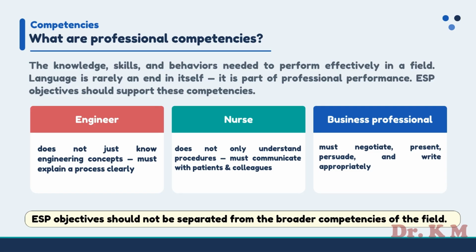A competent engineer does not just know engineering concepts, they may need to explain a process clearly. A competent nurse does not only understand clinical procedures, they must communicate with patients and colleagues effectively. A competent business professional must negotiate, present, persuade, and write appropriately. So, ESP objectives should not be separated from the broader competencies of the field.